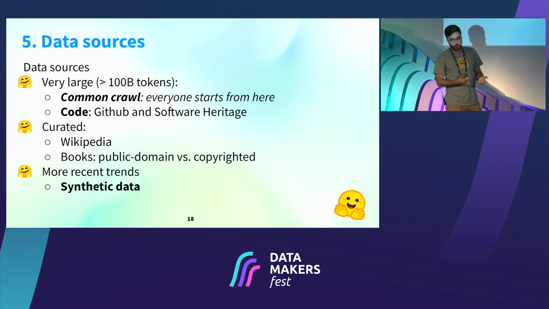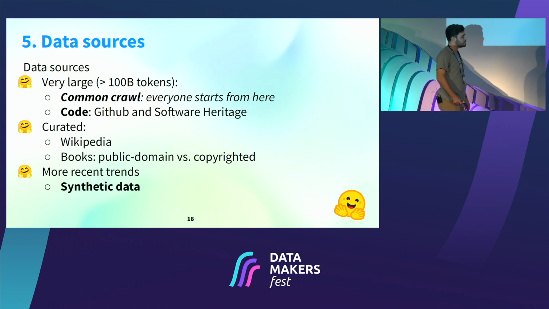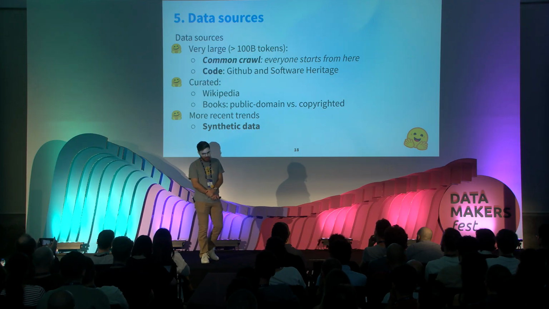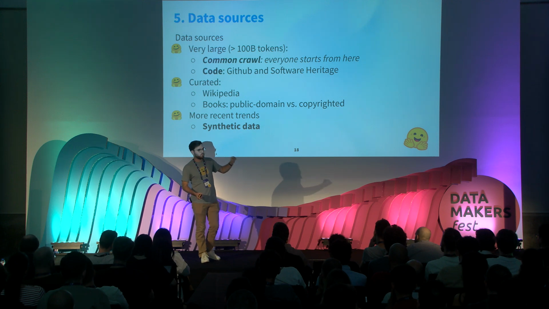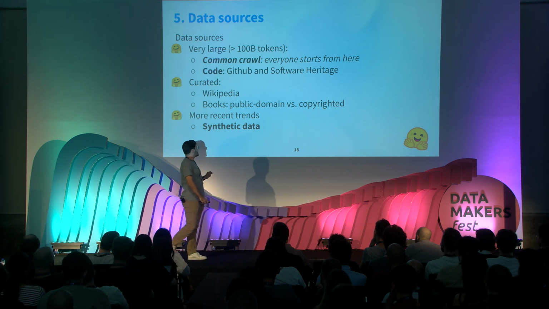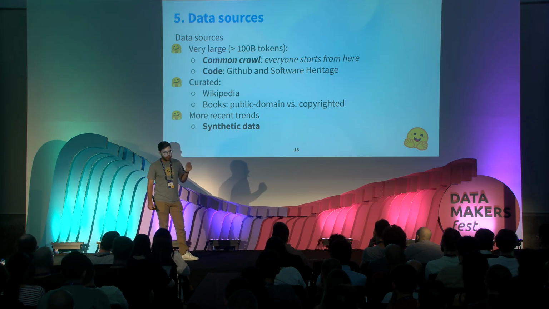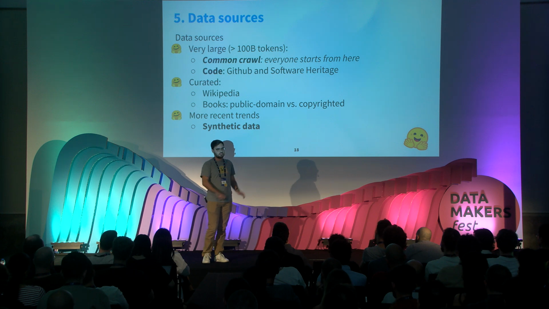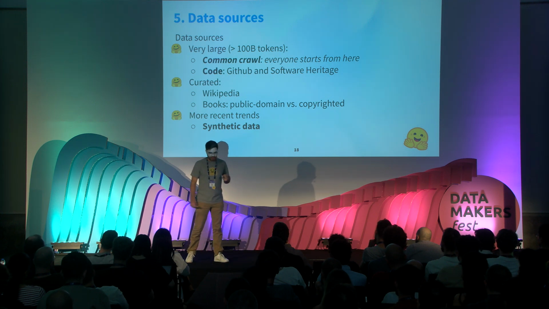You have code as well, because now you have all these models that are good at code. Maybe you've been using Claude or some other model. Usually GitHub is a good place to get code, makes sense. And you have some more curated, usually smaller data sets, such as Wikipedia. You can just drop Wikipedia in your training data sets, and also books, where some people will try to use public domain books. Some will not be as careful and will just dump all the books they can find on the internet into the pre-training data.